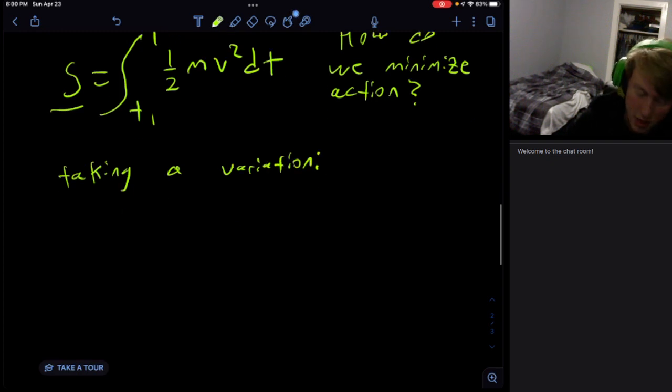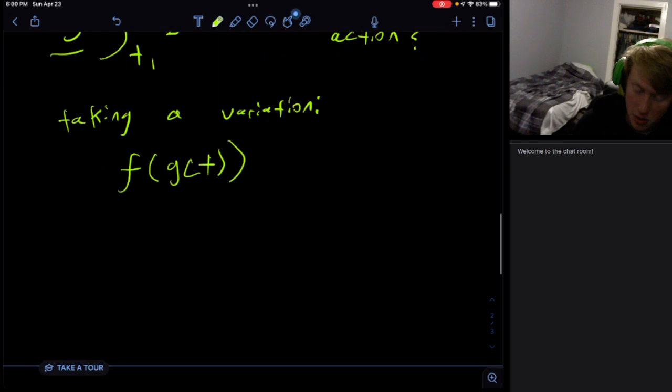So let's say we have some function f, and it's a function of g, which is a function of t. If we wanted to take the variation of this, we use an operator, I forget what it's called, but it looks like this. So we're going to take the variation of f here. And what we do is basically the chain rule. Maybe there are some formal proofs that I'm missing here, but essentially it works the same way.